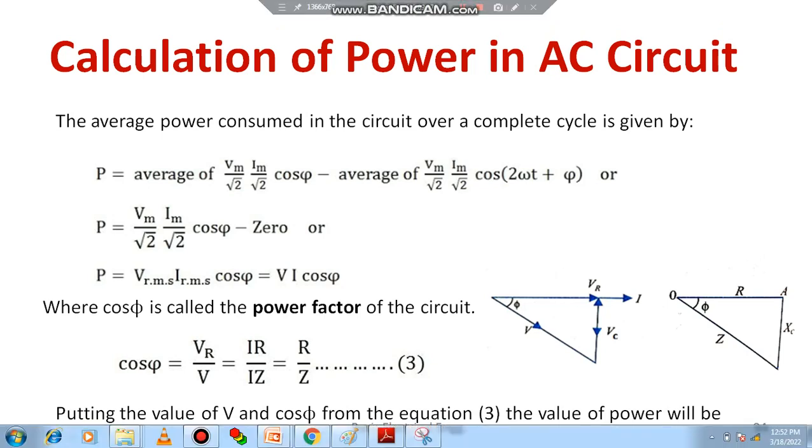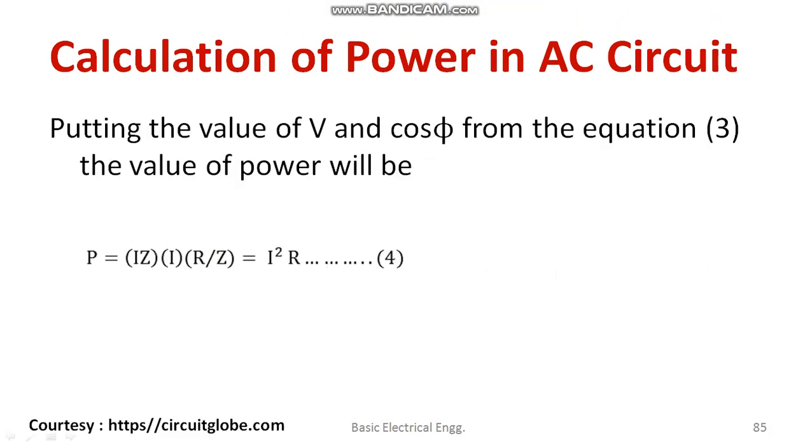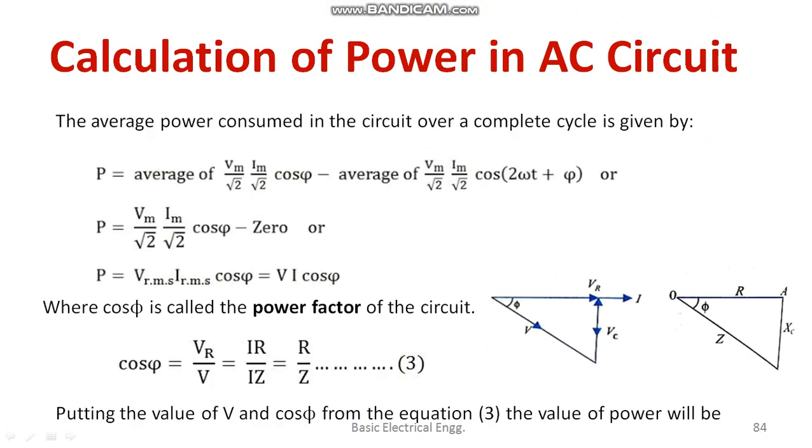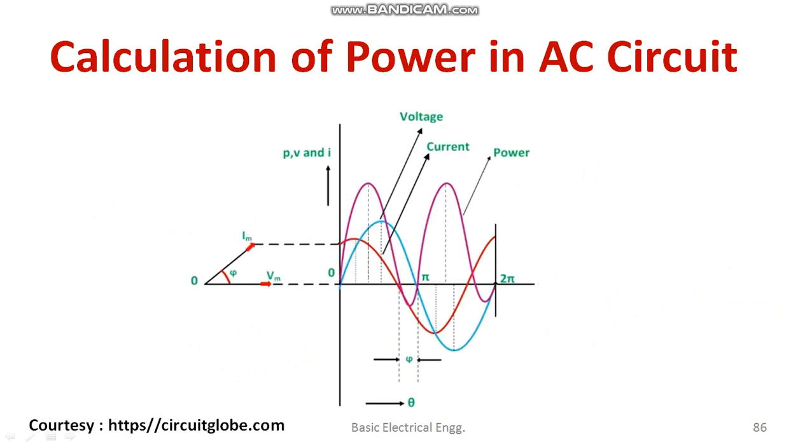Where power factor can be written as VR divided by V, that means R by Z. So if you substitute 3 in the previous equation, I will get the total power dissipated in the circuit is equal to I square into R. Clear? So power can be represented in this fashion. So first of all you have to mark the current. See, current is actually leading, and you can take the voltage. So if you multiply voltage and current, you get the power. This will be the power.